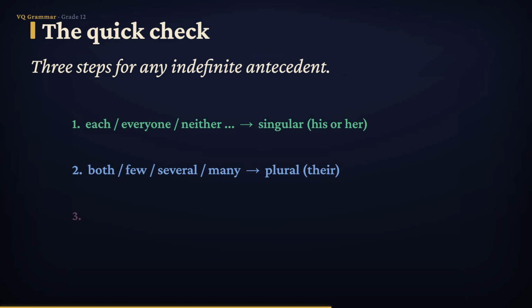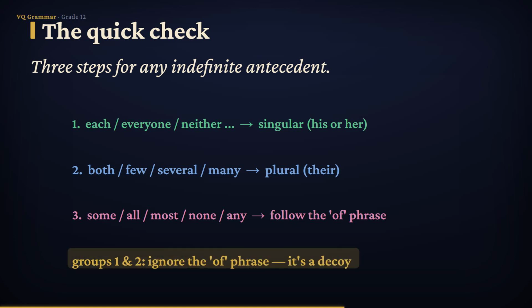Step 3. Is it some, all, most, none, or any? Then, and only then, look at the noun in the of phrase and follow it. One more reminder tucked inside that. For the first two groups, ignore the of phrase completely. It's a decoy. Keep those 3 steps in mind, and let's try some sentences.